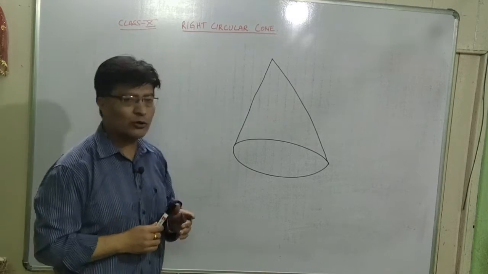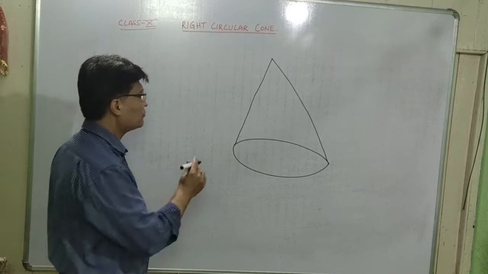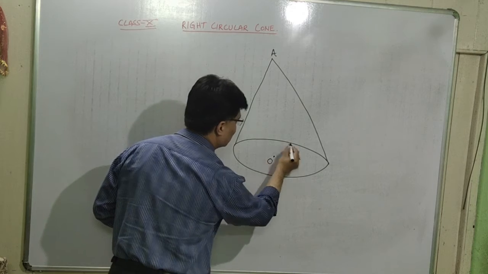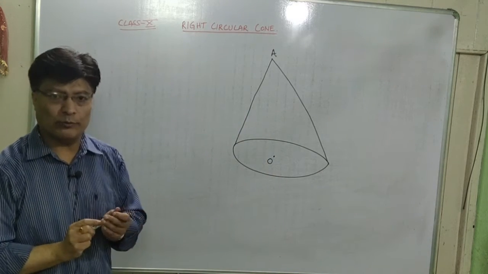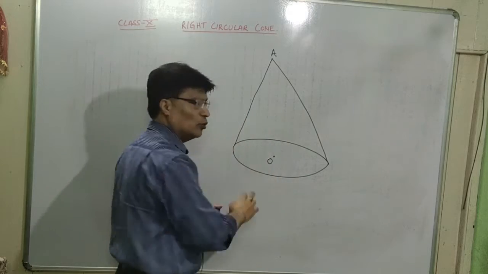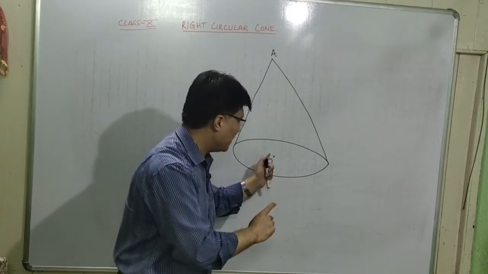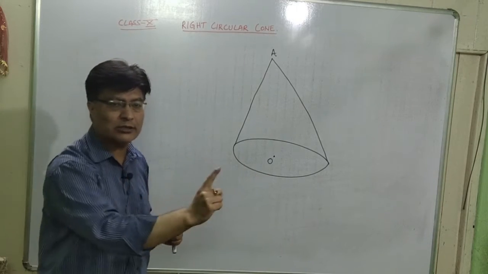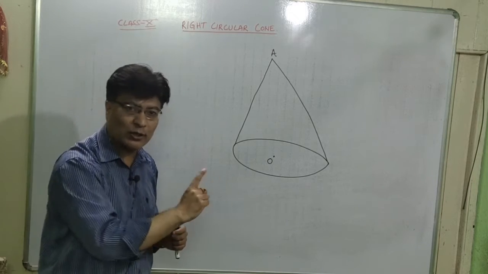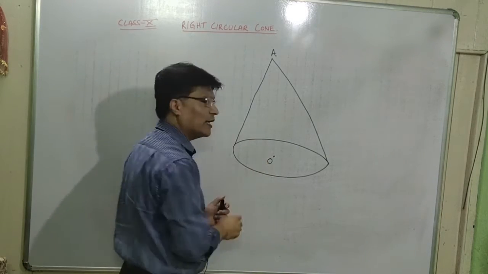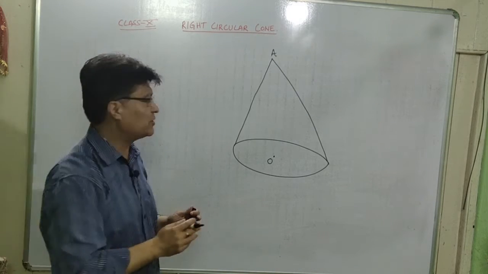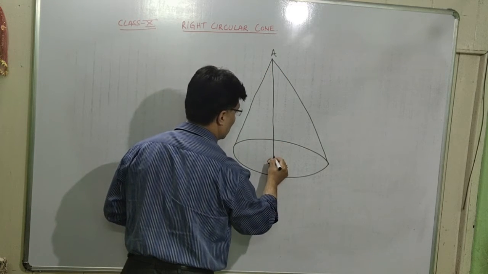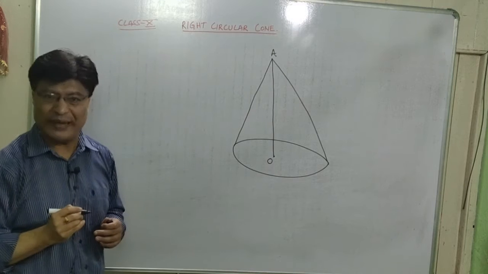Suppose this is the vertex A and this O is the center of the circle, that is the base of the cone. This is called the base of the cone. The base of the cone is of circular shape. It is a circular base, right? And this O is known as the center of the circular base. So if you join this AO, it will be perpendicular to the circular base.